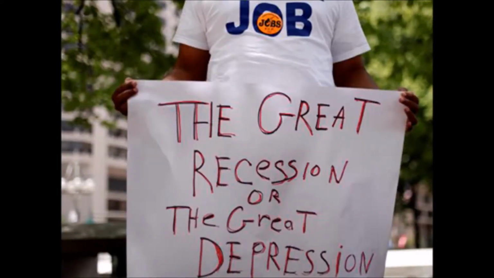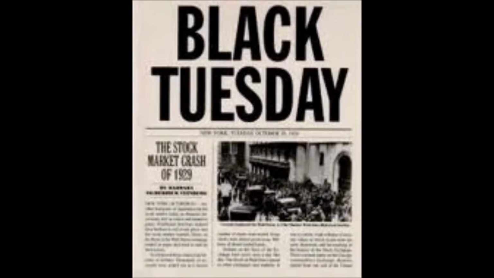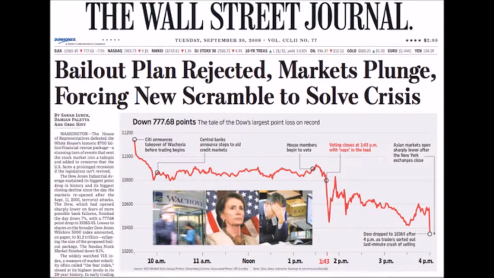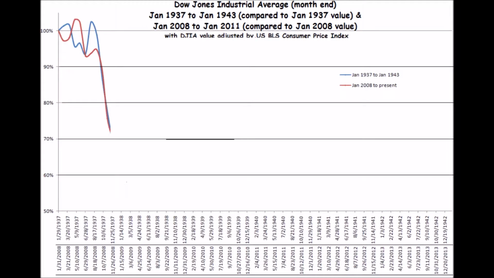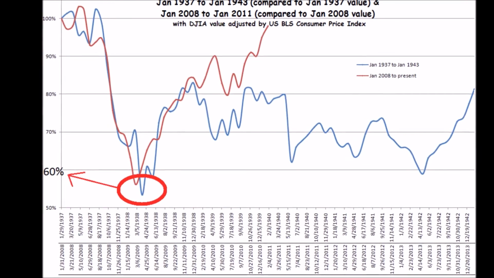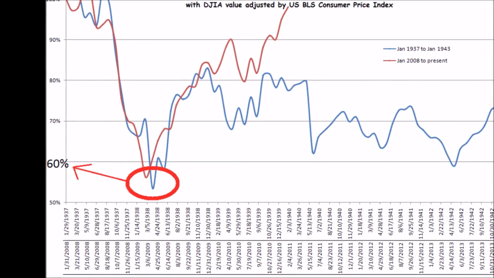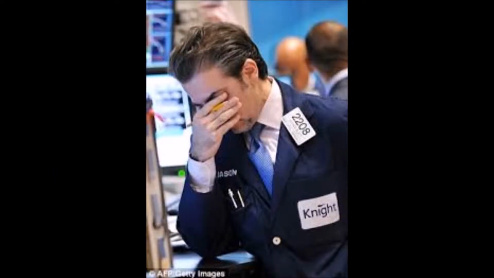During both events, the stock market crashed, on October 29, 1929 and September 29, 2008, followed by months of steady decline. The Dow Jones ended up dropping below 60% of its original value, with these 2 days known as the worst stock market crashes in history.